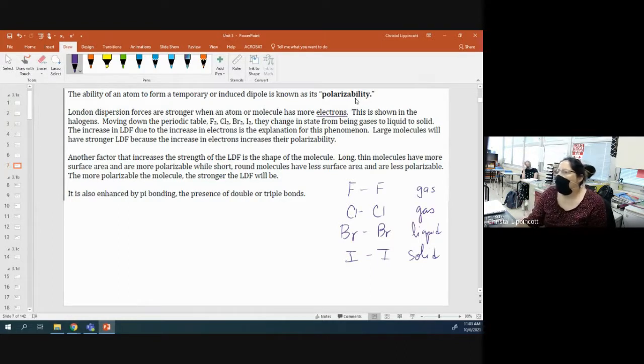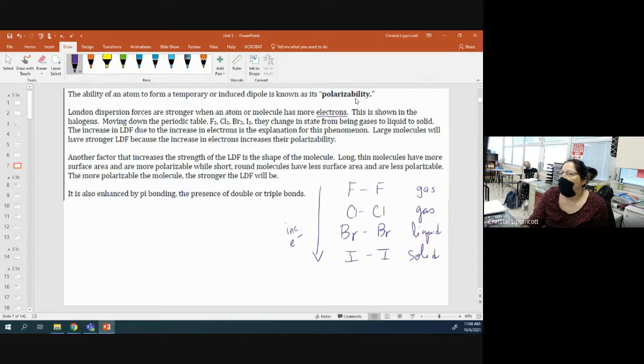As we move down, we are increasing electrons. And that makes this more polarizable. Because we've increased the electrons, there's more electrons in iodine than bromine. Iodine is more polarizable. And again, they love that term. Absolutely love it. They eat it up. All right.